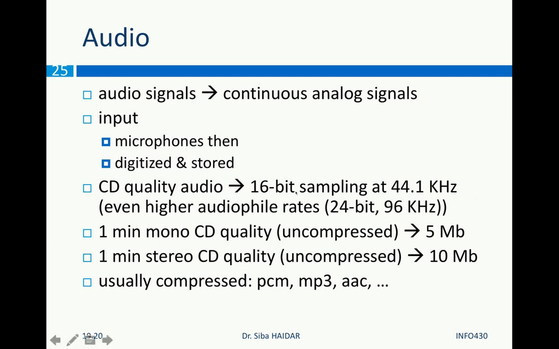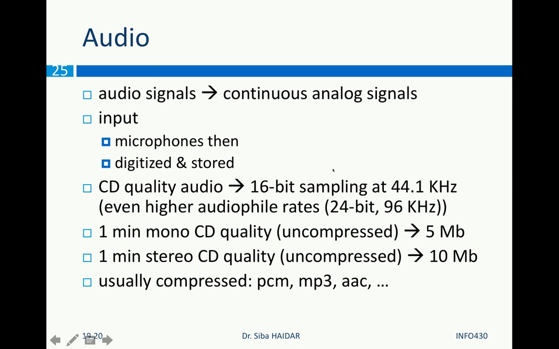We can distinguish CD quality audio, which is stored on 16 bit sampling at 44.1 kilohertz, or even higher audio rates. So we can have 24 bit, 96 kilohertz. What is kilohertz? It is the number of samples per second. Because from analog, I have to transform it to digital. So instead of taking all the signal, I will take some samples of the audio signal at different moments. So how many samples per second?